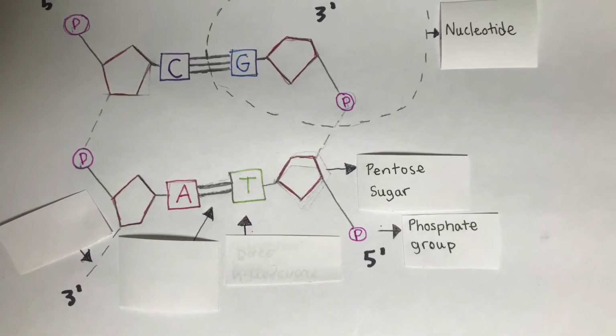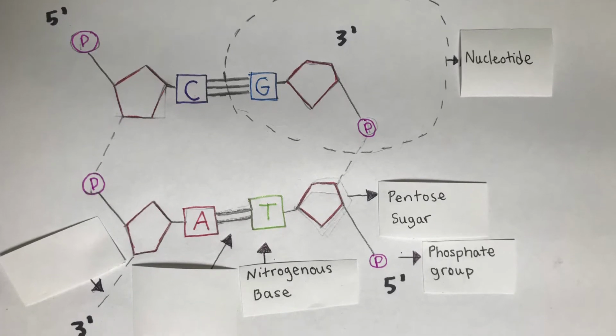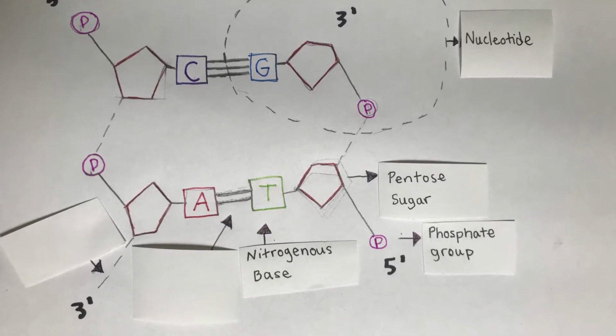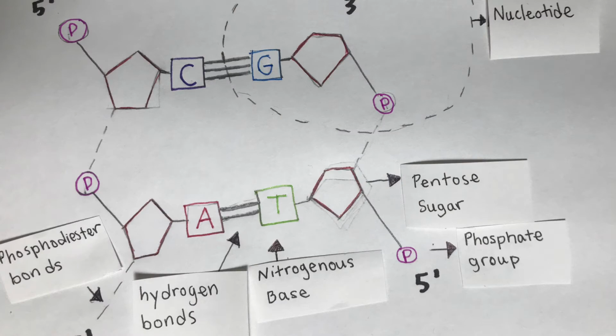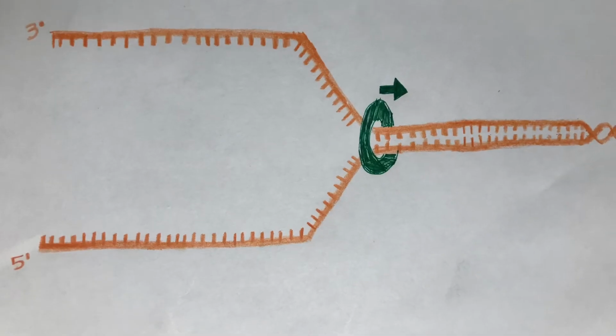In DNA, nitrogenous bases can be adenine, thymine, cytosine, and guanine. Complementary bases bond together by forming hydrogen bonds, and nucleotides bond together by forming phosphodiester bonds between the 3' carbon and the phosphate group. Each strand of DNA has a 3' end and a 5' end.